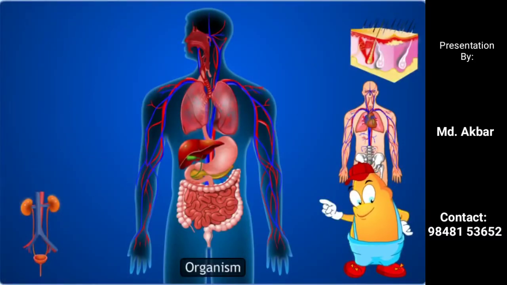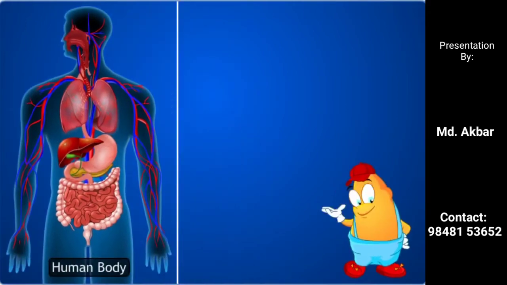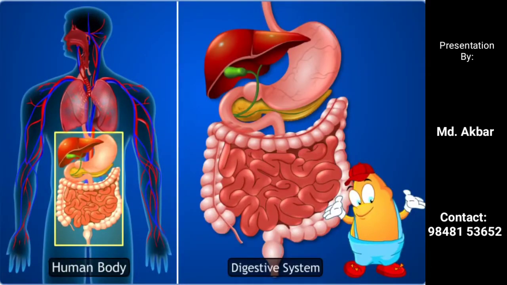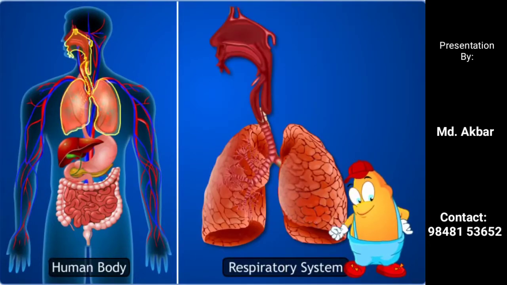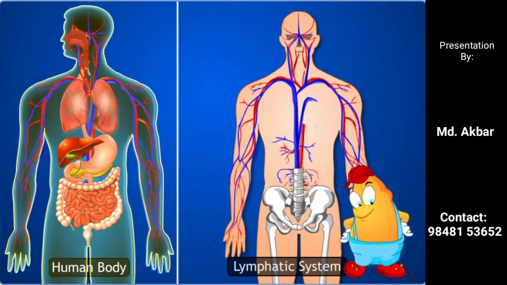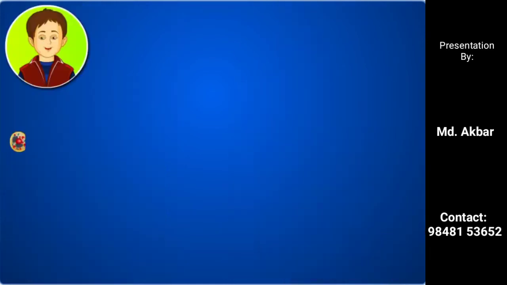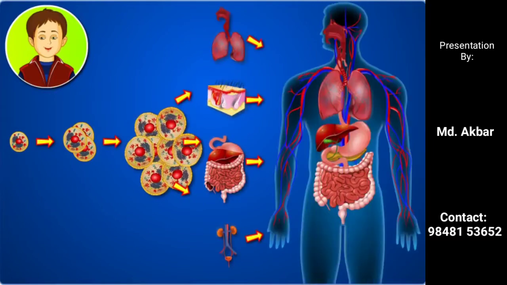Many organ systems together form an organism. For example, the bodies of human beings consist of digestive system, excretory system, respiratory system, integumentary system, and lymphatic system. Wow. From such a tiny unit to such complex organisms?